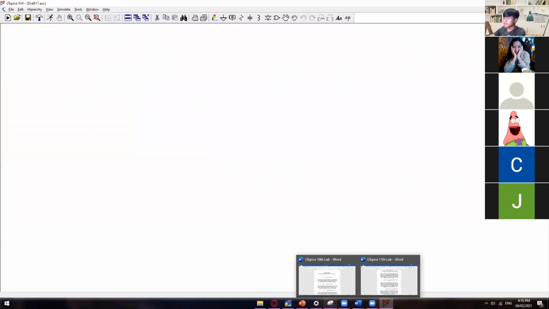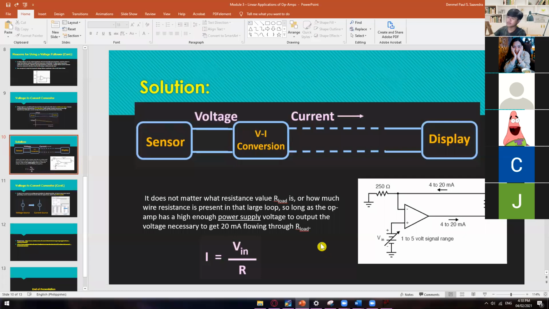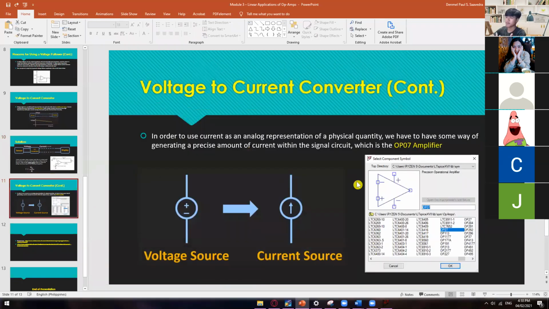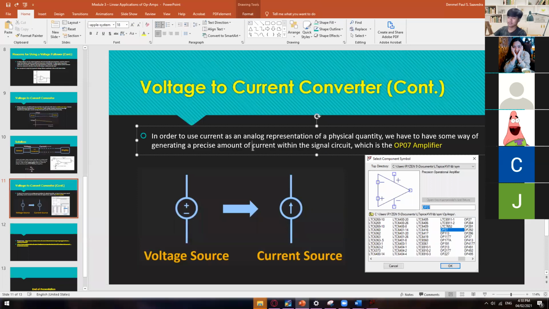One thing you have to take note of under a voltage to current converter is that you must use a specific amplifier. So let's discuss this now. In order to use current as an analog representation of a physical quantity, we have to have some way of generating a precise amount of current. There are a lot of op amps with their own specifications and purposes, but we have this certain amplifier specifically made for a voltage to current converter, which must have a precise amount of current within the signal circuit.